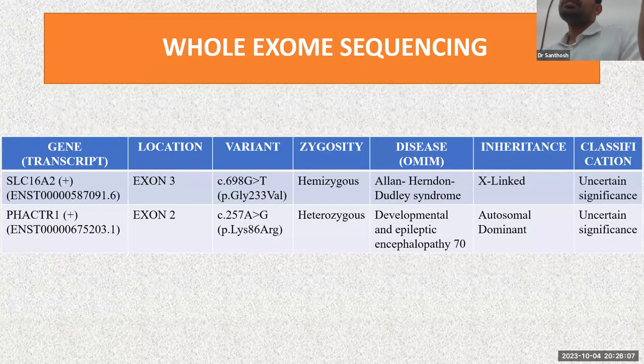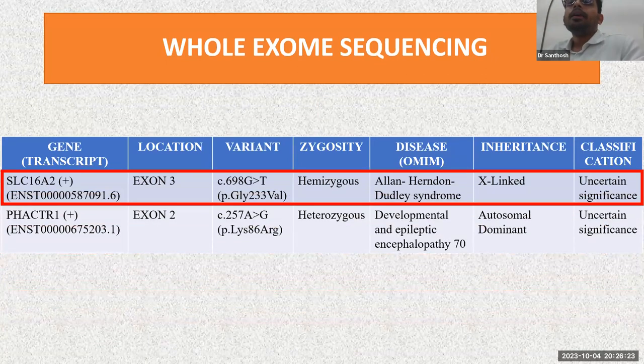Following which, we went ahead and did whole exome sequencing in this child, which showed an SLC16A2 mutation on exon 3, an X-linked hemizygous condition responsible for Allan-Herndon-Dudley syndrome. This was classified as uncertain significance, so we went on to do Sanger sequencing and confirmed it by Sanger.